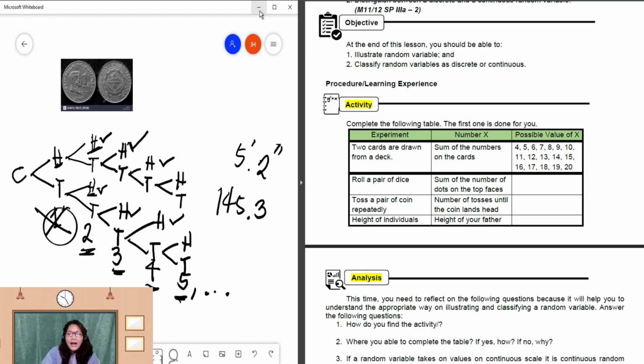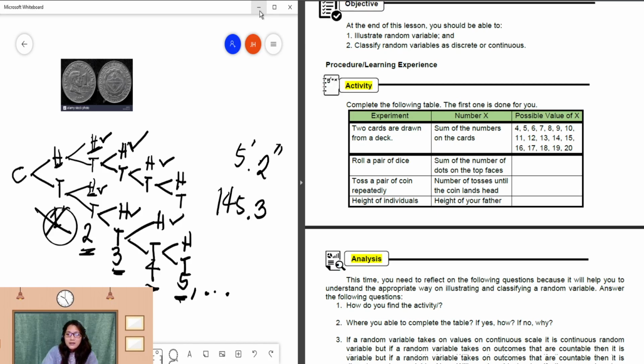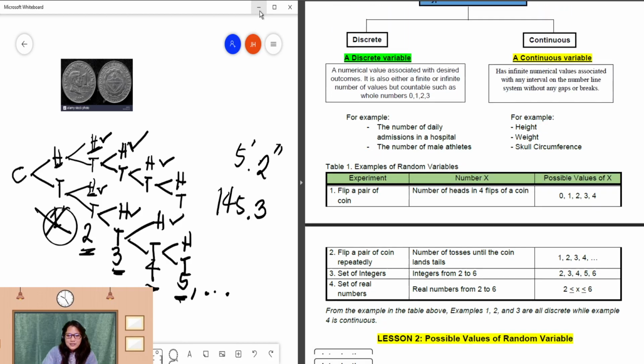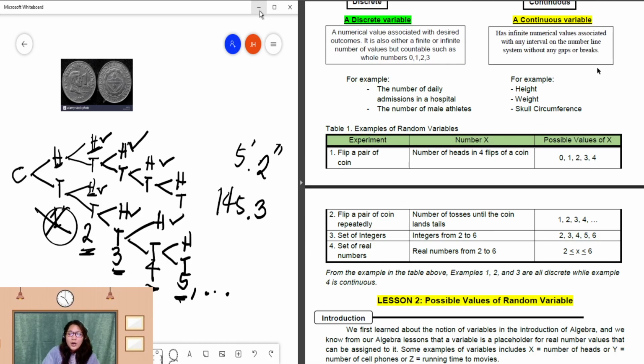How about height of individuals? Is it discrete or continuous? Yes, based on our examples, it is continuous. Very good. Give yourself a hand of applause because you already learned the difference between discrete and continuous. So I hope you learned something about our lesson 1. Our lesson 1 is very long, so I'm just going to cut this video. I'm going to send lesson 2. You can now answer your assessment for lesson 1.